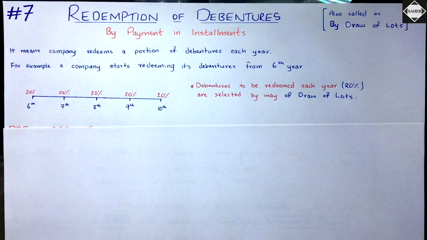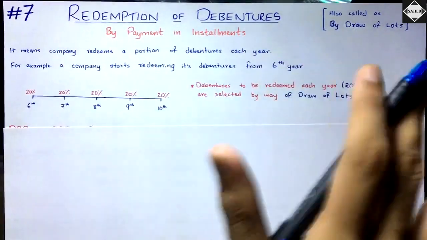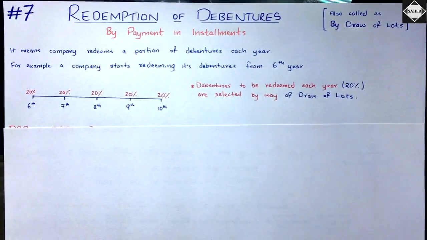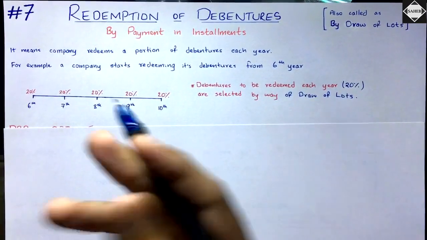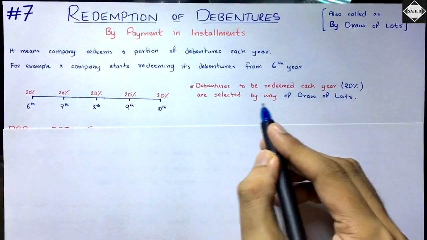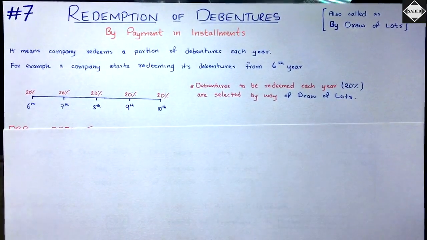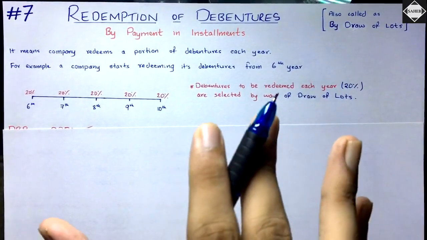So this is what is basically called payment in installments, not doing the redemption in a single installment but more than one installment. It can be 2, 3, 4, whatever the company wants. And then see here, the debentures to be redeemed each year, that 20% whatever it is, are selected by way of draw of lots, on a lottery basis. Is that clear? That's why this method is also called by draw of lots. So this was the basic concept of payment in installments.